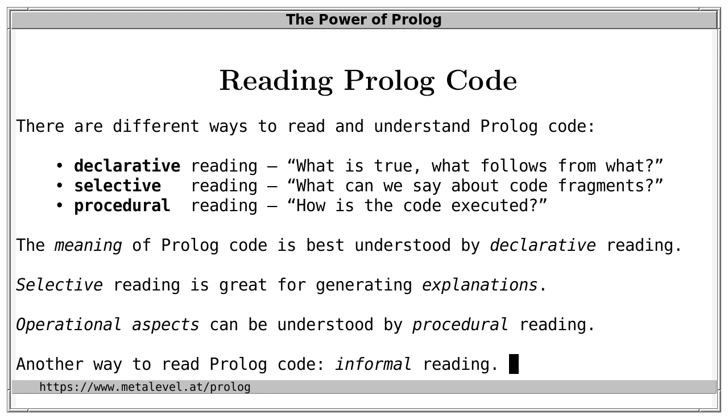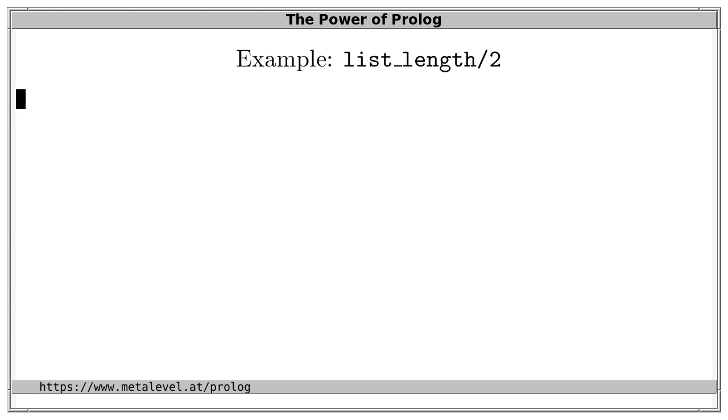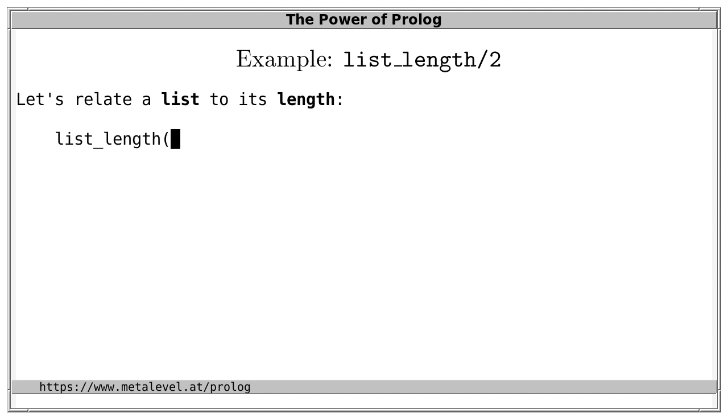For example, we can also read Prolog code informally, where we simply express in our own words what the code means. For instance, let's consider the predicate list_length. And as the name suggests, this predicate relates a list to its length. So we have list_length holds, of course, for the empty list. And in that case, the length is 0.